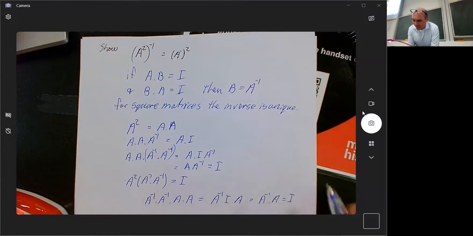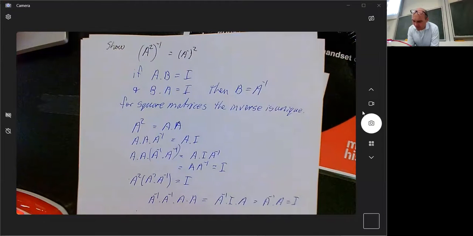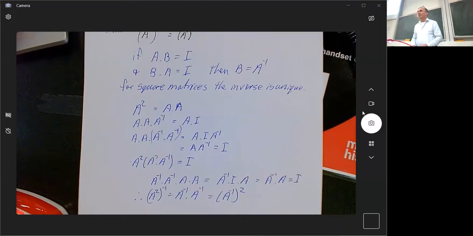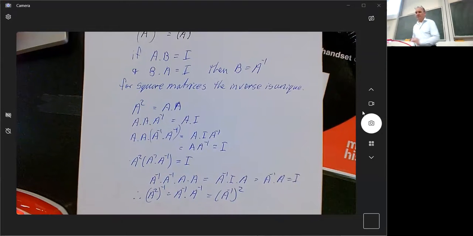To finish this off, we should say therefore A squared inverse is equal to A inverse times A inverse, which we would write as A inverse squared. That's the conclusion. I did this bit of calculation that demonstrated that this matrix is acting as the inverse. Because I know the inverse is unique, this must be the inverse.